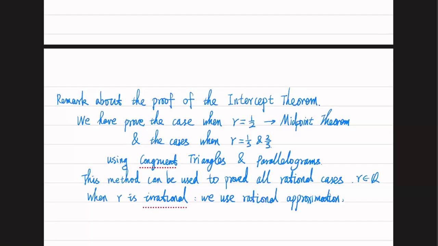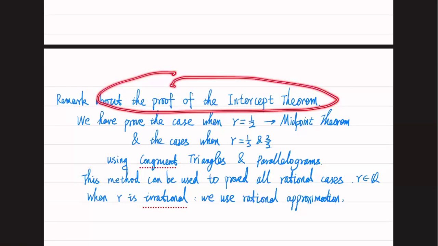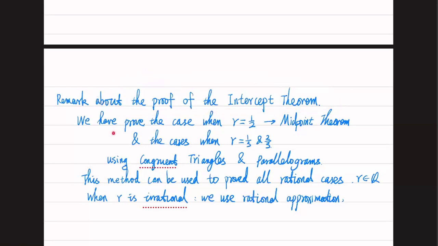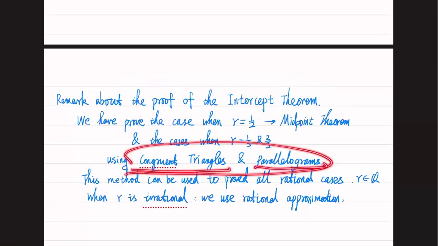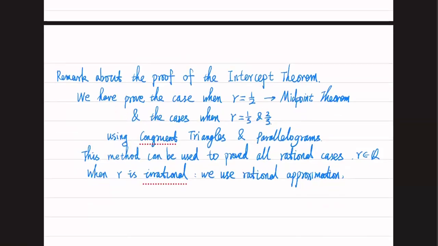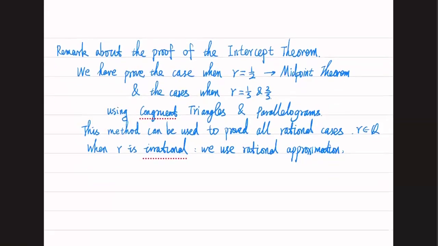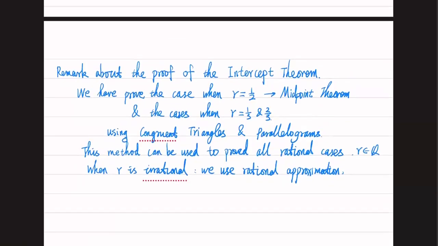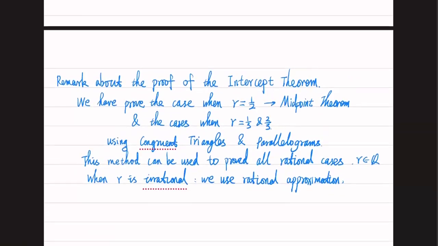Okay, so this is not a proof of the intercept theorem, but a guideline for how to prove it using the method of congruent triangles and parallelograms. Theoretically, this can be done, but it requires a lot of steps. That's why we skip it. In the following, we will use the intercept theorem, even though we only proved a few special cases.